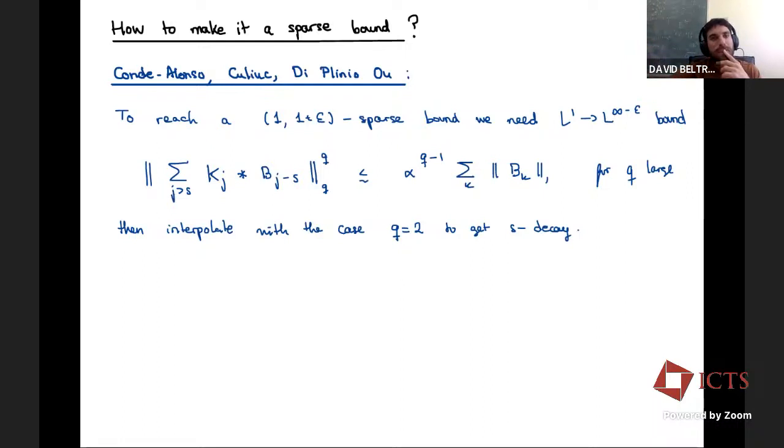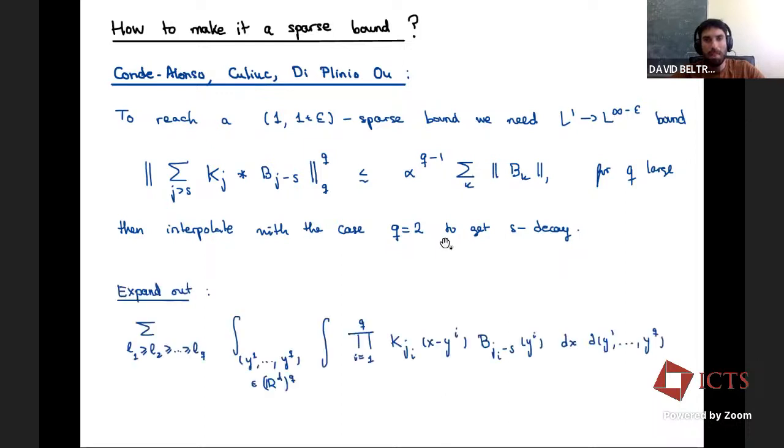But we wanted to do it not in the L1 to L2 category. We want to do it in the L1 to L infinity category, because we want to get a sparse bound and we want to prove a 1-1 sparse bound or a 1-1 plus epsilon. So we want this exponent to be as close to 1 as possible. So in order to do that, then we need the estimate for the dual exponent for when Q is almost L infinity minus epsilon. So how to obtain this? How to go beyond Q equal to 2?